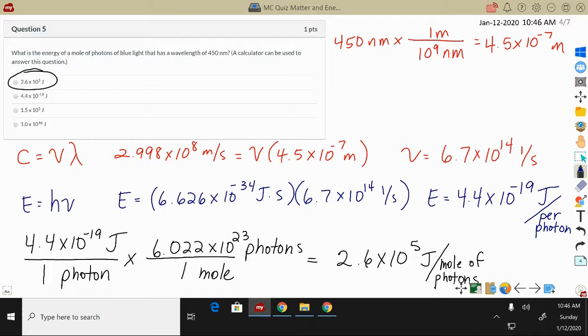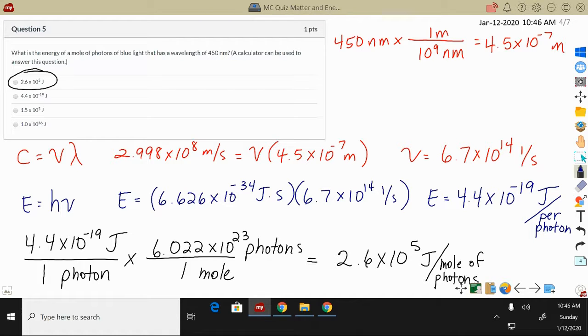Here's a combination of both of those equations. I have a mole of photons of blue light that have a wavelength of 450 nanometers. And eventually I want to know the energy of these photons. Okay, well, energy is Planck's constant times the frequency, but I don't have the frequency, I have the wavelength. So we can use that red equation to solve for the frequency. We know the speed of light. We can look that up in the packet.